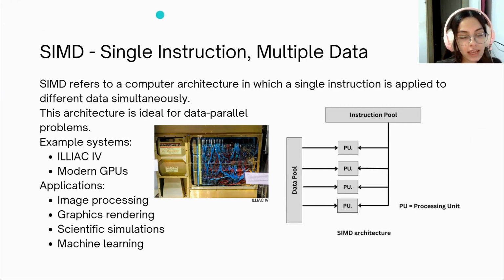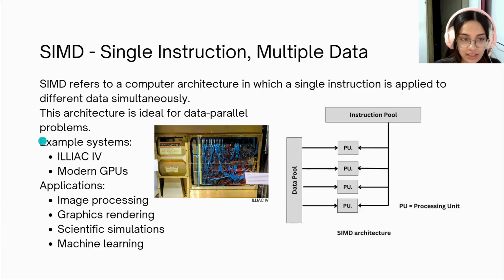SISD systems are typically used for basic sequential programs and simple data processing tasks. Now the SIMD, which stands for single instruction, multiple data. In this model, one instruction is applied to multiple data elements at the same time. Like we can see here, we have a lot of data and a lot of processing units executing the same instruction. So this architecture is very efficient for problems where the same operation must be repeated across large data sets.